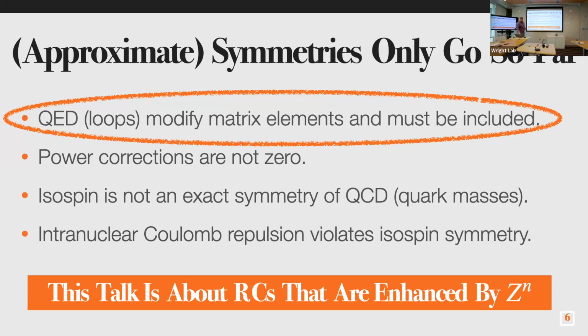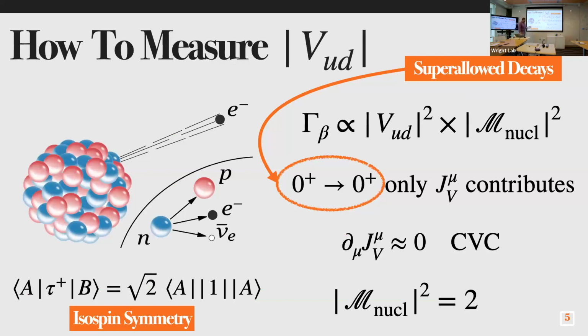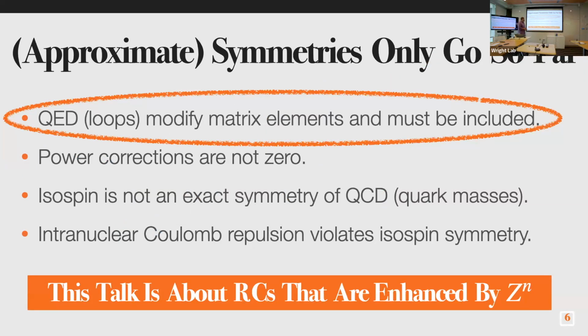So what that means is this selection rule that only the vector current contributes, that holds in the limit that QR is small. So if you take into account that the nucleus has a finite radius, there's a power correction. Isospin is not an exact symmetry of QCD, the underlying theory, so sometimes people call this explicit isospin violation. And then the Coulomb interactions inside a nucleus, the fact that there's a bunch of protons and they're all pushing on each other, but neutrons are not pushing on each other via the Coulomb interaction, that also breaks isospin. All three of these things are important, and they're not what I'm going to talk about today. I'm going to focus on this part.